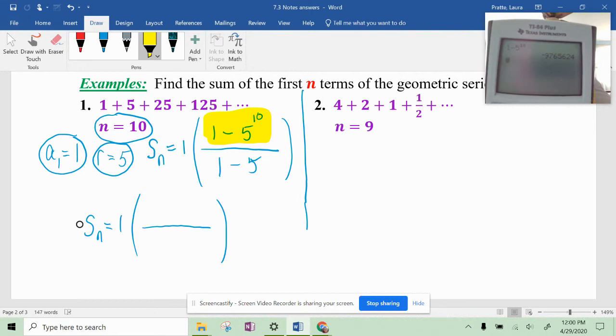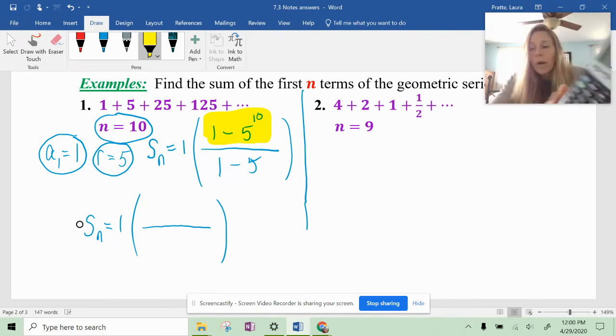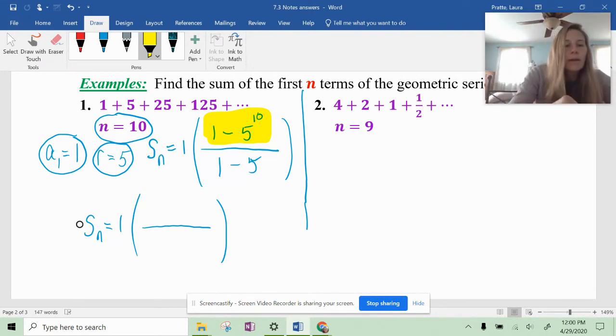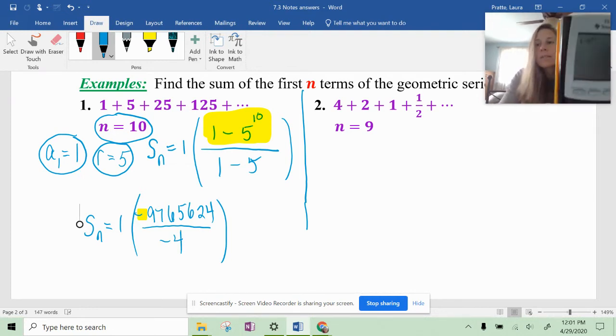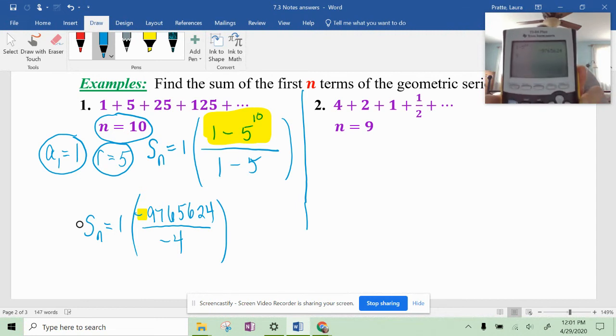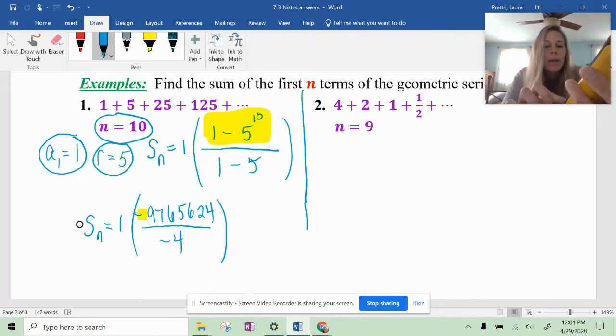Negative 9765624. Okay, now you don't have to write this down on your paper because you're going to leave it in your calculator screen. I'm just writing it down so you can follow along. Now on the bottom, 1 minus 5, you probably can do that in your head and get the negative 4. So I would just leave this number on your calculator, right? Divide it by negative 4.